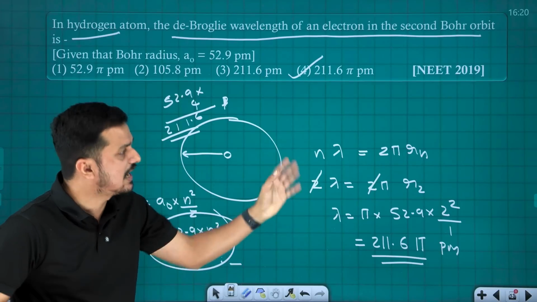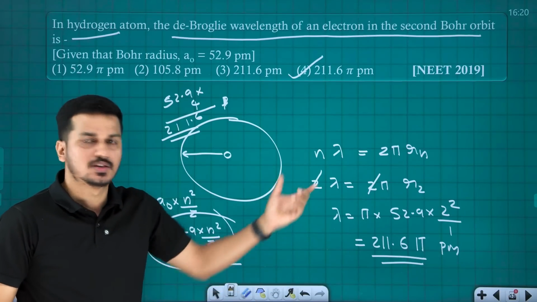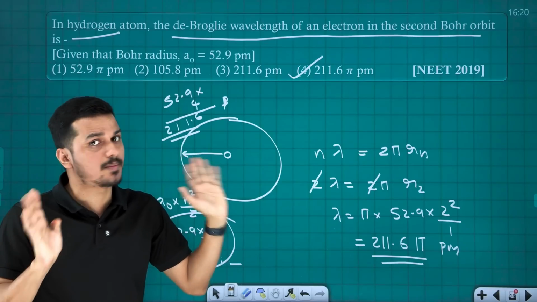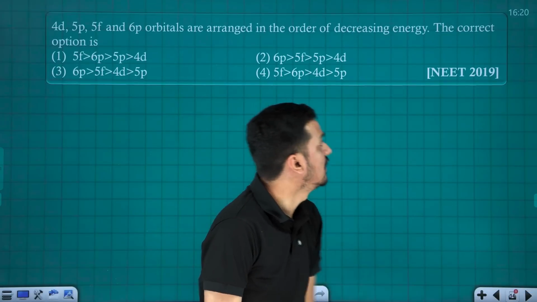So if you know the idea that n lambda is equal to 2 pi Rn, that will be the answer. That's the concept behind it. Clear? Yes. We can move to the next question, guys.